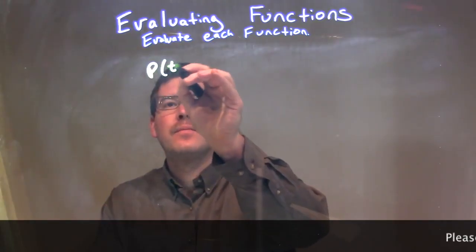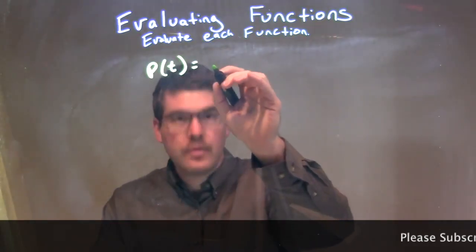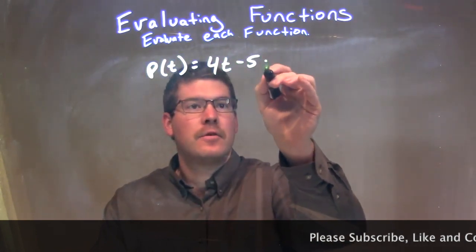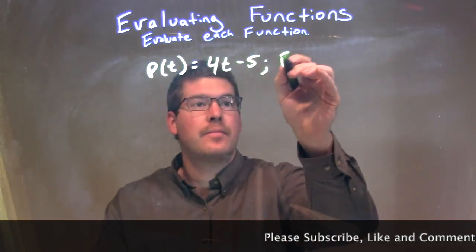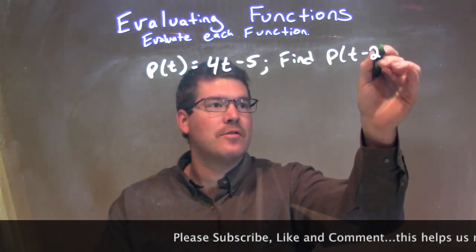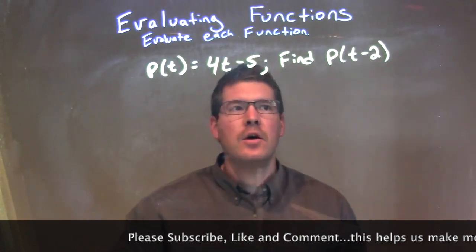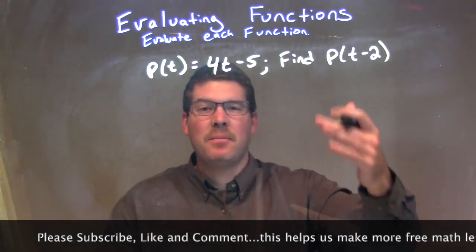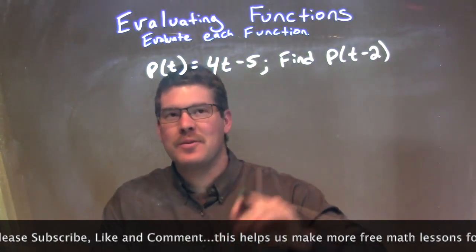P of t is equal to 4t minus 5. And we want to find p of t minus 2. Okay? So what that means is every single time we see a t, we need to plug in a t minus 2. Now this can get a little confusing, right?